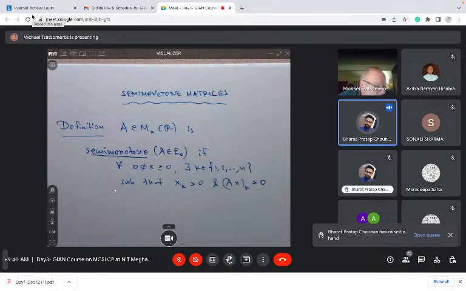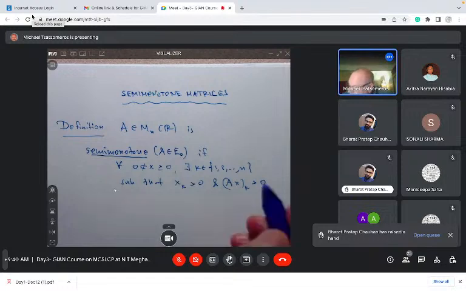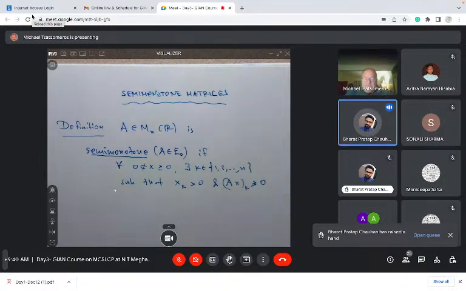Kth coordinate of AX. Oh yeah, I'm defining the weak version. So yeah, you're right. Let's make it non-negative. And I have another question: why are we calling it semi-monotone? I just want to know. Tell me again. Why are we calling this type of matrix semi-monotone?